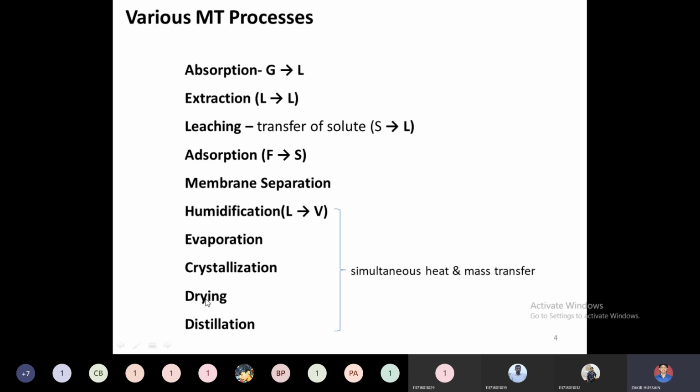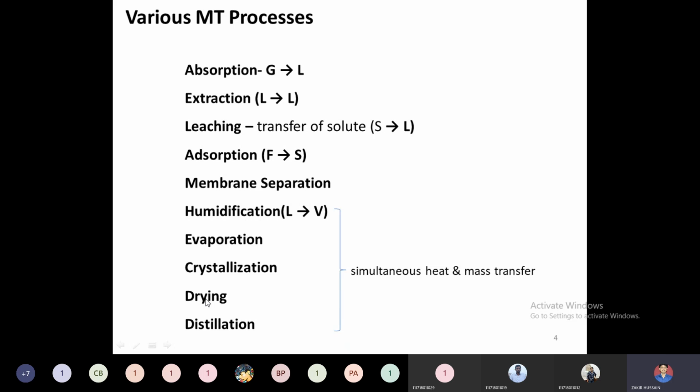Then the last one is the distillation process. Distillation is nothing but the separation of constituent compounds based on their relative volatility or their boiling points. When the volatility of a particular component, say A, is high, the first component we get as a product is A, because its boiling point is very low. Because of this difference in boiling point, the constituent compounds will be separated. That is called distillation.